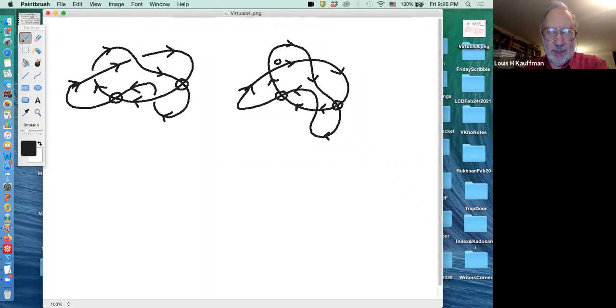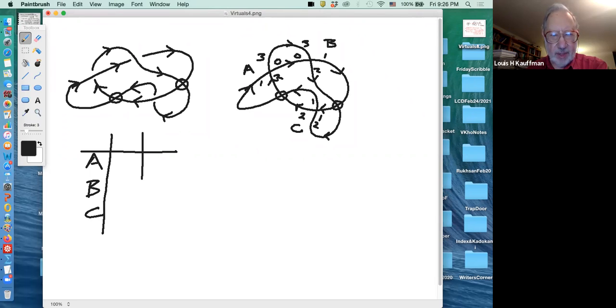So let's start labeling here 0. And then we went up to 1 and came around to here. And then we go up again to 2, and then to here. And then 2 goes up to 3. And 3 goes back down to 2. And 2 goes back down to 1. And 1 comes round and goes back down to 0. We're done. Let's say this crossing is A, this crossing is B, and this crossing over here is C. And we'll make a tabulation of weights.